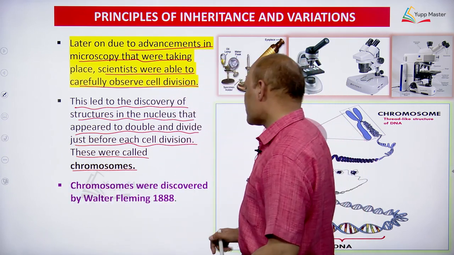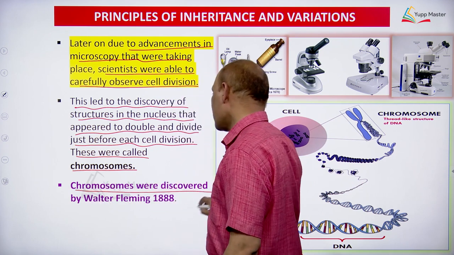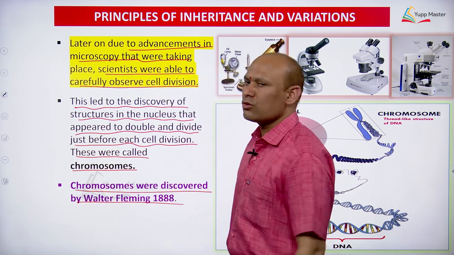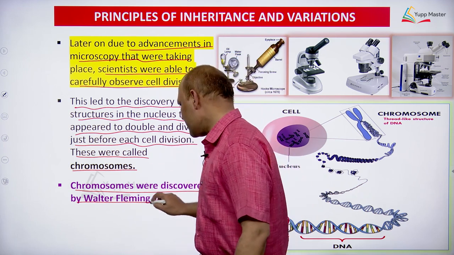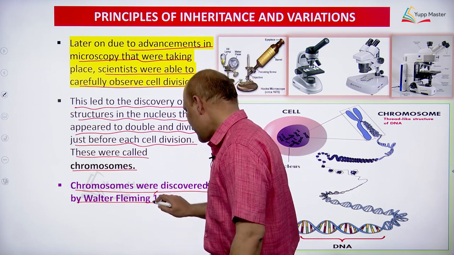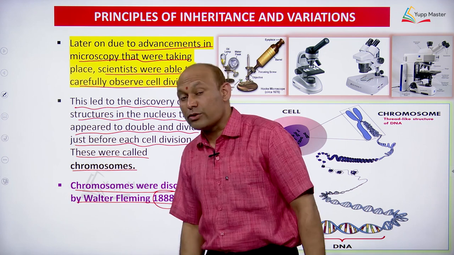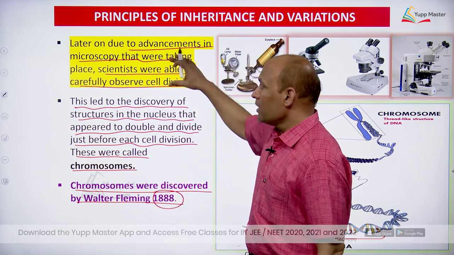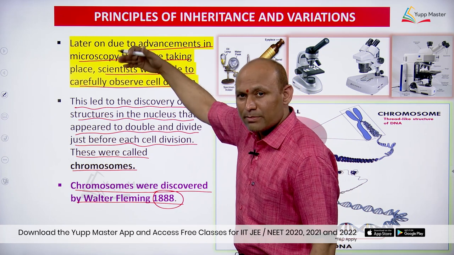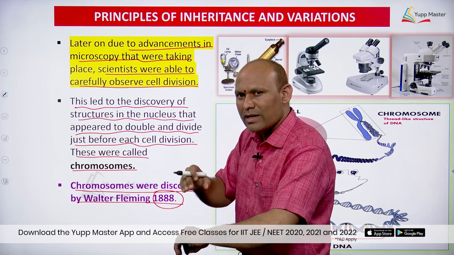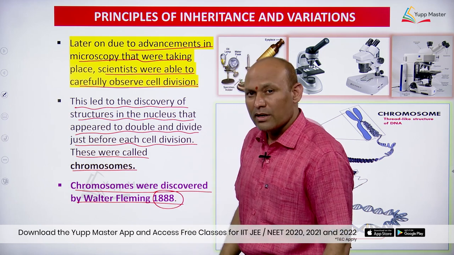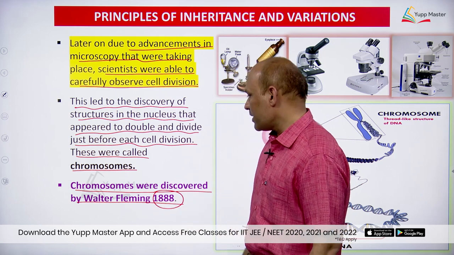Chromosomes were discovered by Walter Fleming, dear students. Who discovered chromosomes for the first time? Walter Fleming discovered chromosomes in the year 1888. Mendel's principles were rediscovered in the year 1900, so just 12 years before, chromosomes were observed by Walter Fleming, dear students.